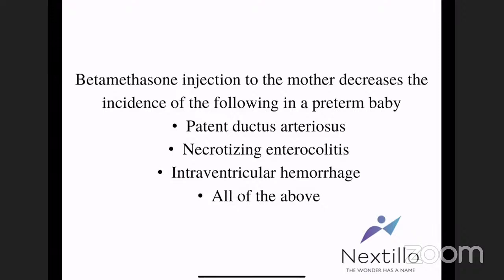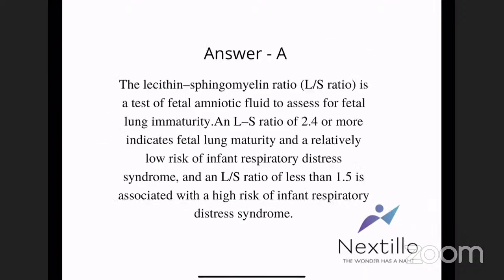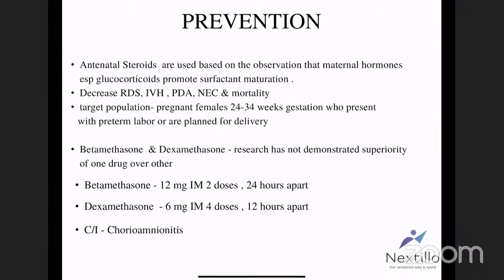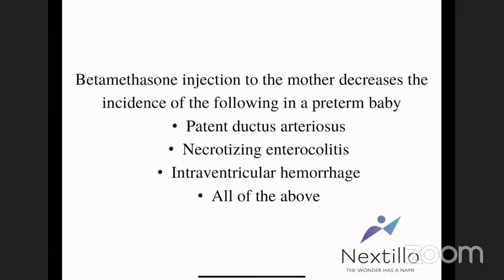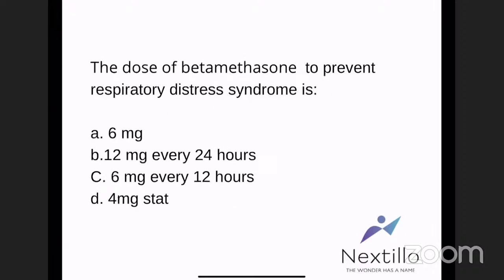Next question: betamethasone injection to the mother decreases the incidence of the following in a preterm baby. First, patent ductus arteriosus. Next is necrotizing enterocolitis and intraventricular hemorrhage. And D, all of the above. Betamethasone, we have already discussed. It is a steroid, and it is given for prevention of hyaline membrane disease. If we go back to the prevention, we already know it: antenatal steroids decrease respiratory distress syndrome. They help in decreasing intraventricular hemorrhage, patent ductus arteriosus, necrotizing enterocolitis, and overall neonatal mortality also. So the answer here is D, all of the above. Betamethasone injection in the mother of a preterm baby will decrease PDA, necrotizing enterocolitis, and intraventricular hemorrhage also.